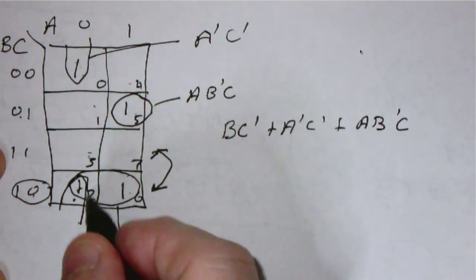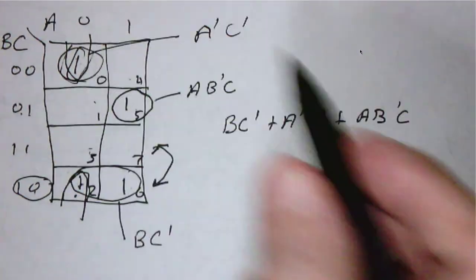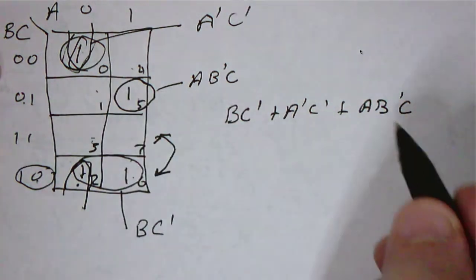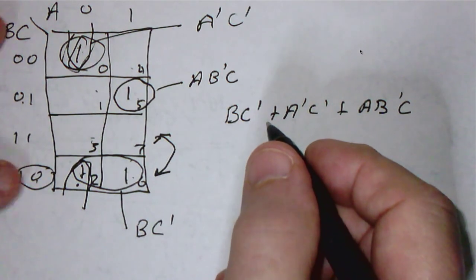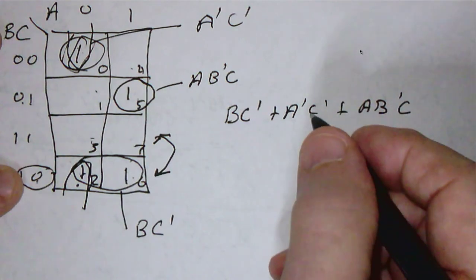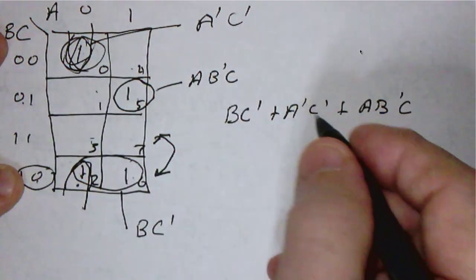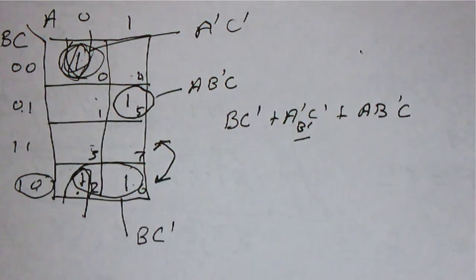Now what if we didn't loop this with this box up here and we just had this box by itself? Well, you could do that, but now you add another variable. So instead of A prime C, if you just do this by itself, you now have A prime B prime C. That's an additional literal, which means another input into that AND gate. So instead of two input AND gates and one three input AND gate, we now have three input AND gates and one two input AND gate.